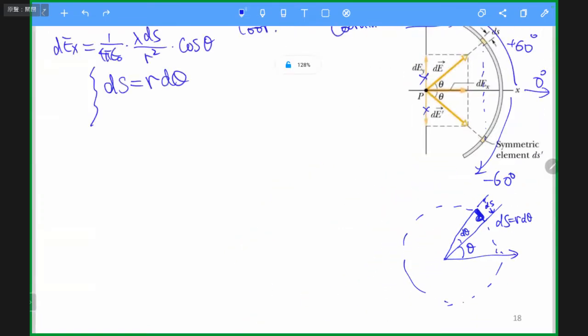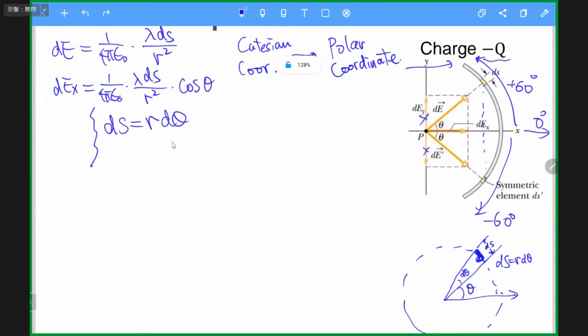So this is how we want to change the variable, so that we have d theta here, and then this is cosine of theta. Then we can do the integration. Of course, lambda and r squared are not related to theta at all, because the r axis and theta axis are independent. So in this case, we have dEx equals 1 over 4 pi epsilon naught times r lambda d theta.